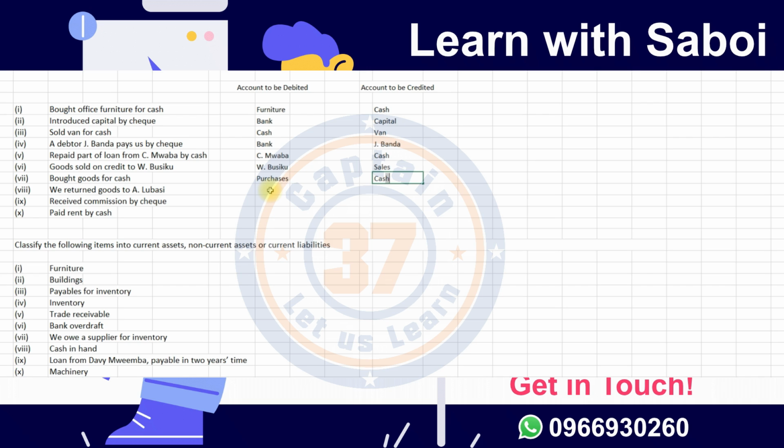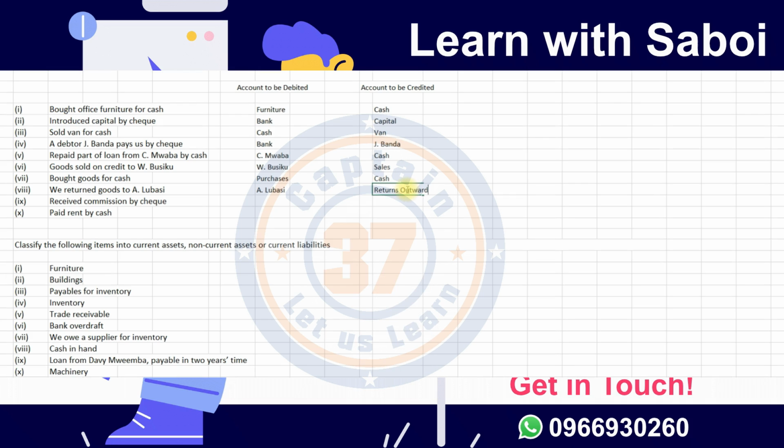For example, we may have wanted tiles that are blue, but the ones delivered are yellow. So we are returning them. When we return, who is receiving? The supplier is receiving. He's getting back his stuff. And who is giving? In this particular case, when you return goods, what you write is returns outward. Out, it's going out.